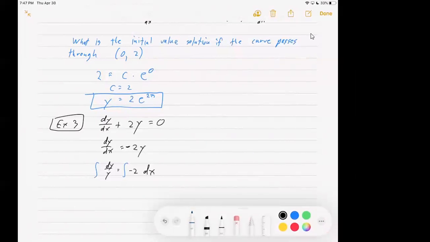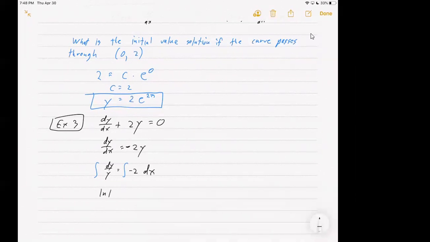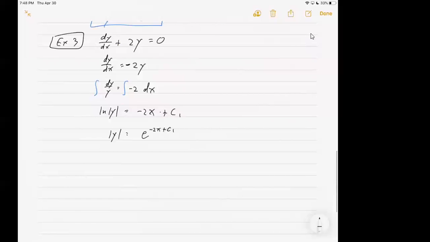Okay, so I'm going to work out the solution relatively quickly. So this will be ln of absolute value of y, just like in the last one. This will now be negative 2x plus c. I'll call that c1. How do we undo natural log? We exponentiate it. So absolute value of y is equal to e to the negative 2x plus c1. We're going to see this a lot. So we can say the absolute value of y is equal to c times e to the negative 2x. And since c can be plus or minus in value, we can simply say y is equal to c times e to the negative 2x. And that is my general solution.